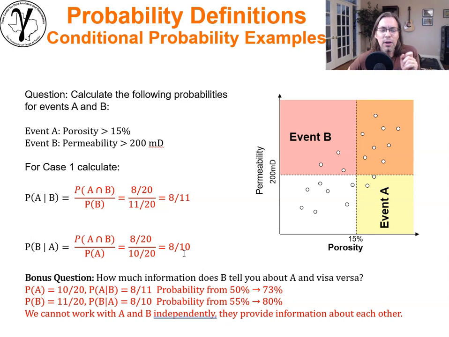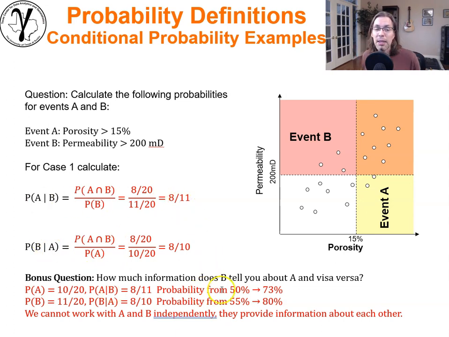The way to think about it is this. The probability of A, just alone, the marginal, would be all of the points in A divided by total number of points, and that's 10 divided by 20, 50%. The probability of A given B is different. And we already solved for it up here as 8 divided by 11.